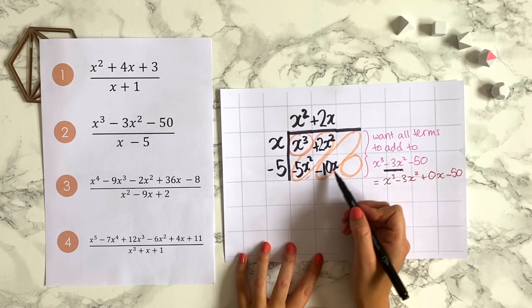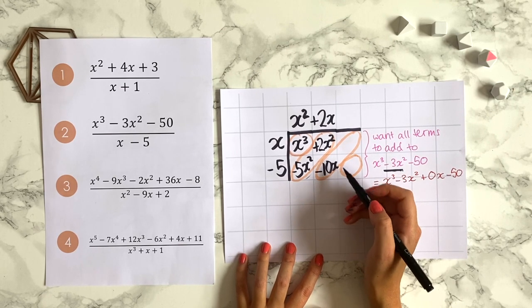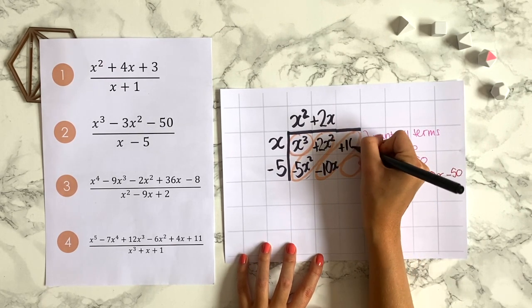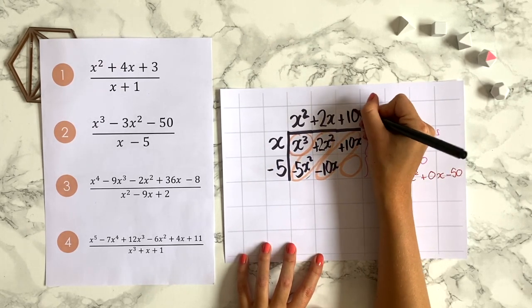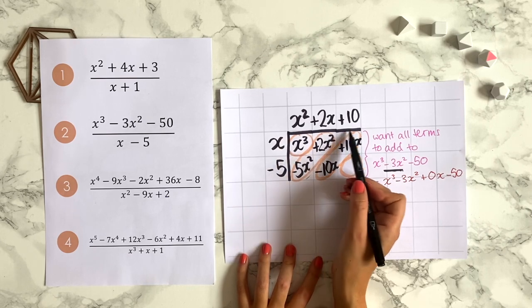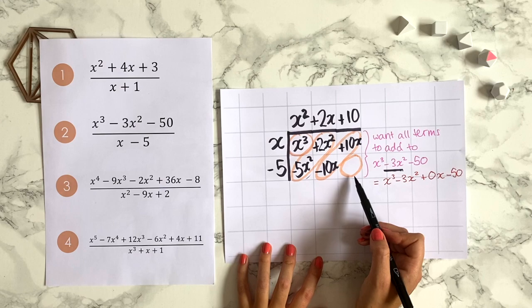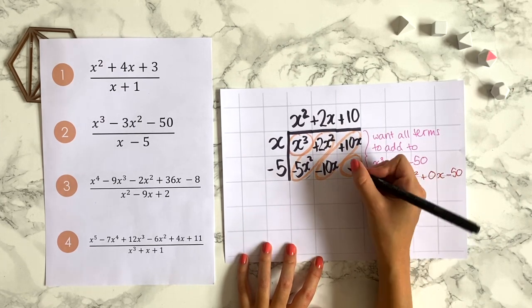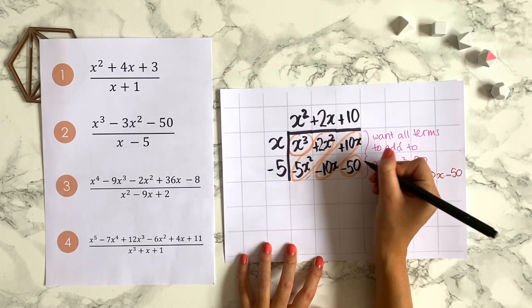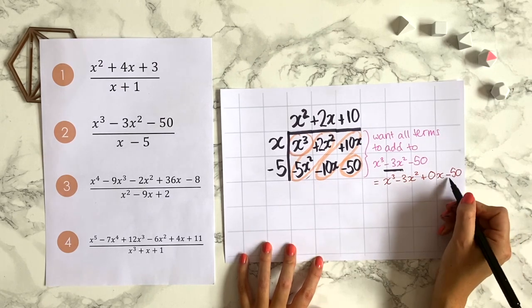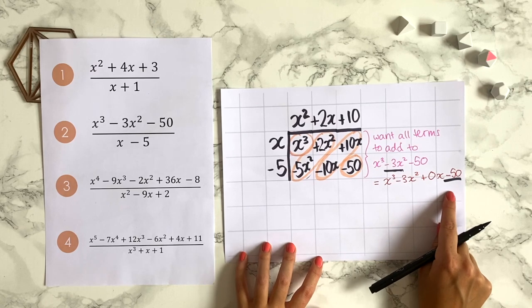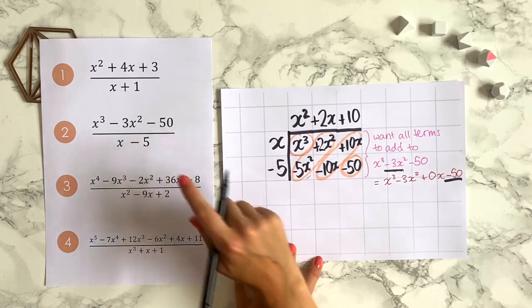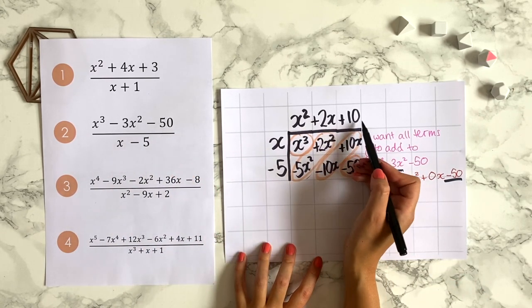So to get 0x from minus 10x, we need to add 10x. And that means we need a plus 10 to go here. And you can see we've already filled out our top line, so we have our answer. But we can do the final bubble to check. Minus 5 times plus 10 is minus 50. And we see it is indeed the final term here. So that shows us that we've done everything correctly. So the answer to this division is x squared plus 2x plus 10.